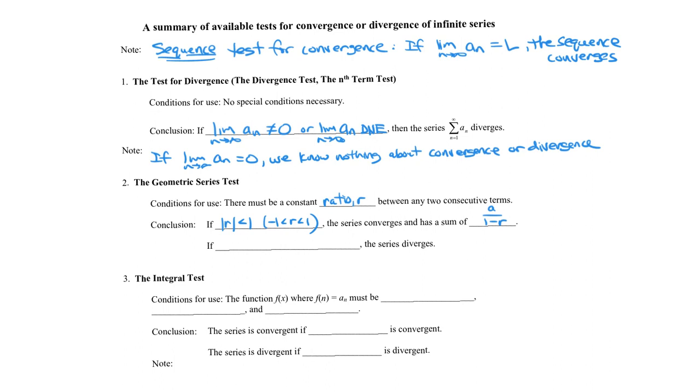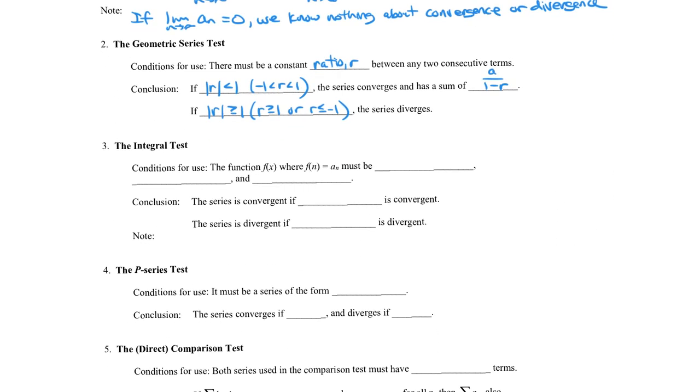But if the absolute value of r is greater than or equal to 1, which means that r is greater than or equal to 1, or r is less than or equal to -1, in that case the series diverges. Okay, so those first two were from section 11.2. Then we had section 11.3 and the integral test.